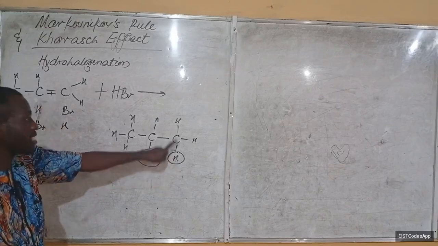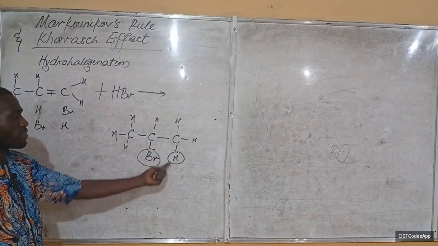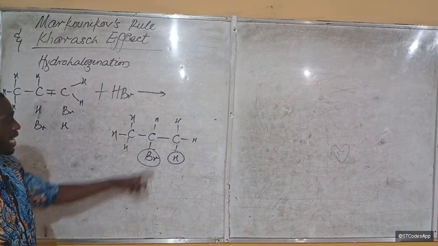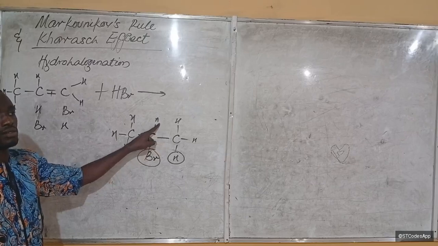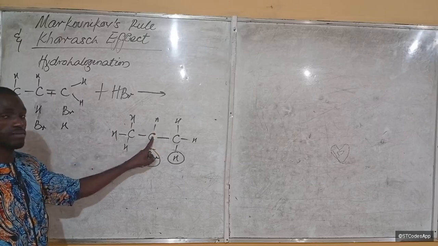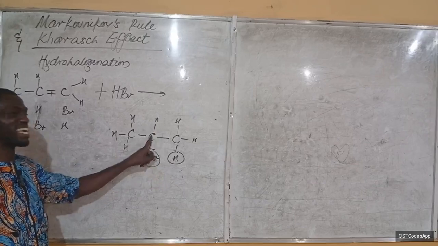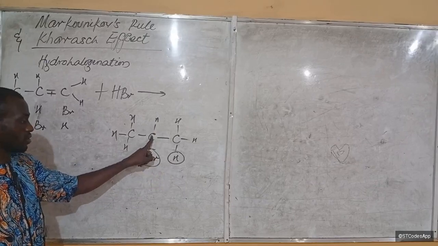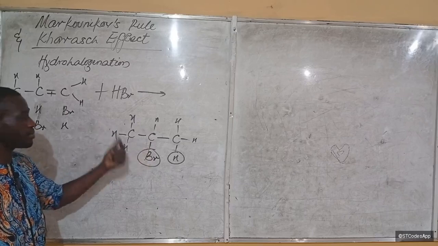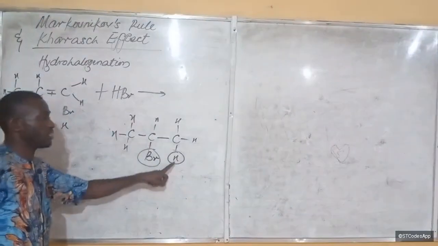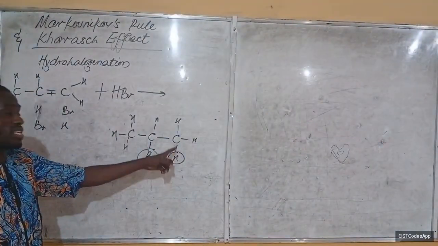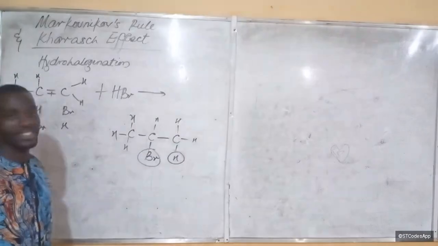You notice that the hydrogen came to the carbon with more hydrogen. Think of this hydrogen thinking, I can't go to you because you don't have many children, so the carbon with fewer hydrogens says, okay, there's no problem. Then this bromine says, I will go to him. Then this one sees his friends, many here, enjoying, so he goes to this carbon.